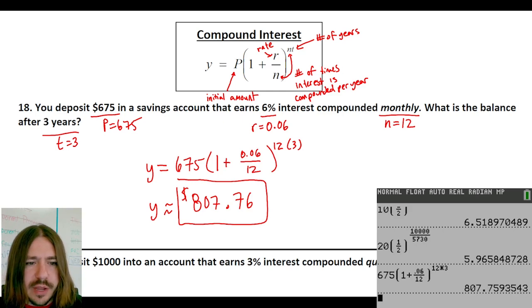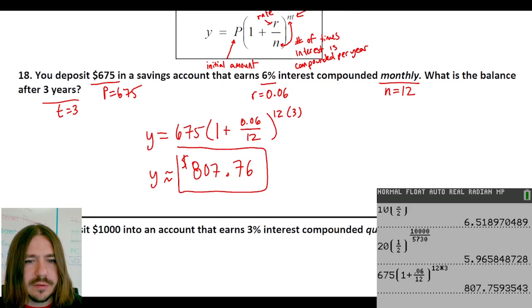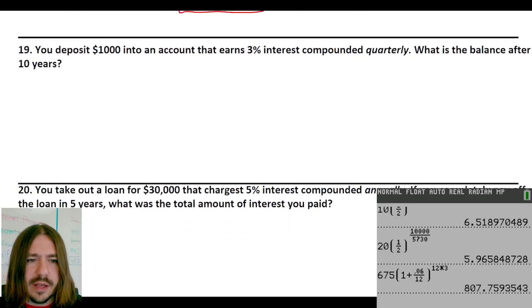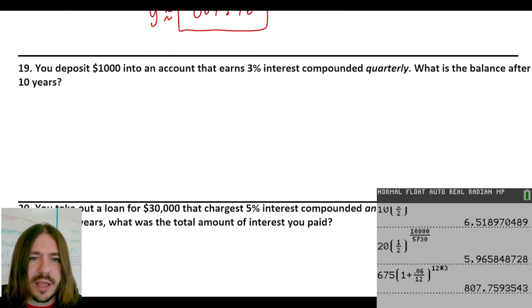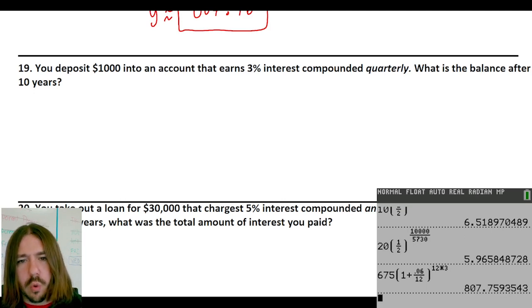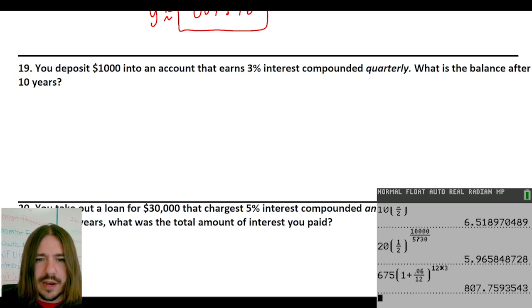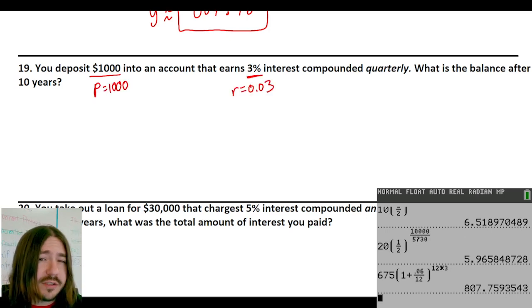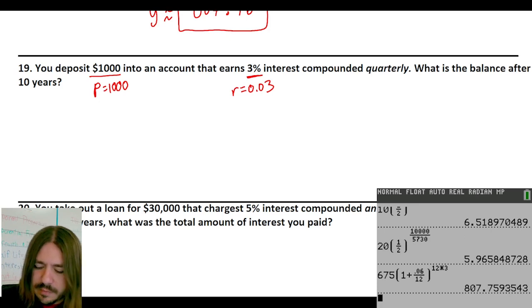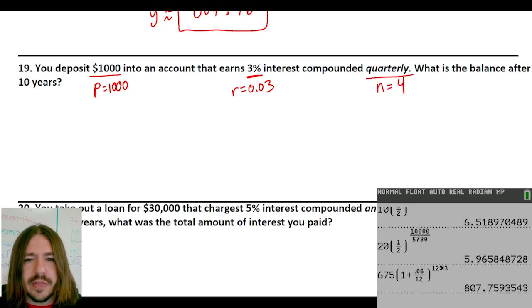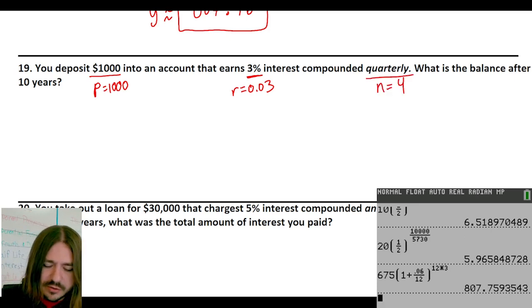Okay, well, let's do number 19 then. Let's scroll down here. It's going to be a very similar problem. It says you deposit $1,000 into an account that earns 3% interest compounded quarterly. So let's start breaking down the parameters. $1,000, that's going to be our P value, our initial value. 3% is going to be our rate, and as a decimal, we can write it as 0.03. It says that interest is compounded quarterly, so that means our n value is going to be 4, because there are 4 quarters in a year. And then it asks, what is the balance after 10 years? So my t value is going to be 10.